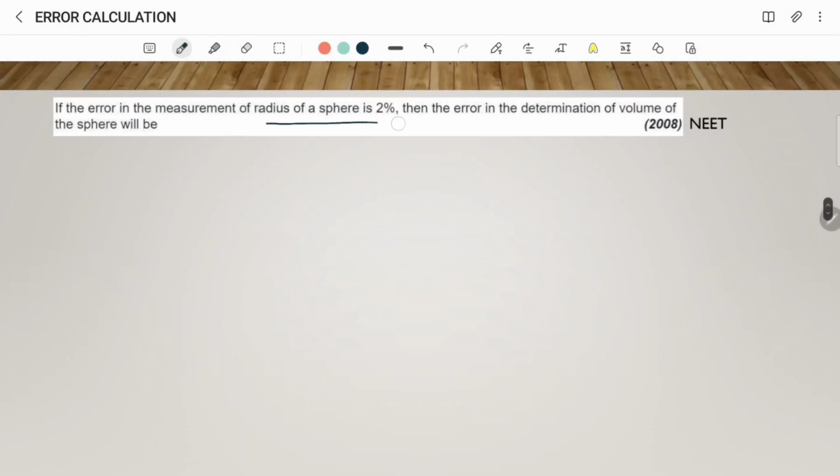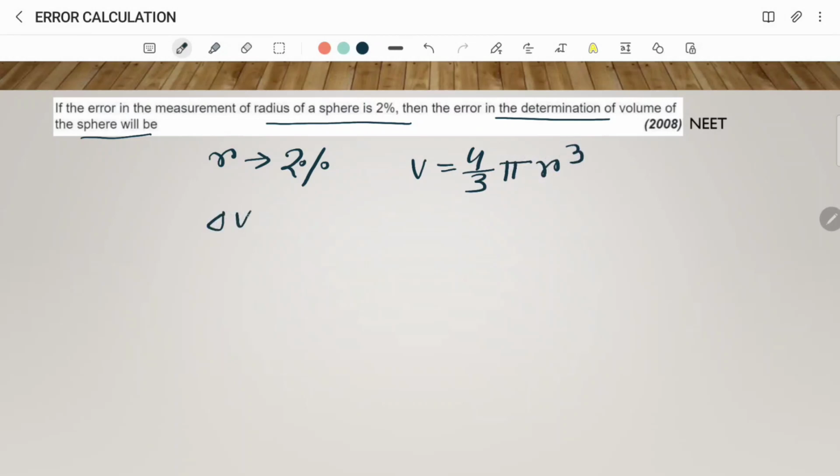This is another type of example. If the error in the measurement of radius of a sphere is 2%, this is the percentage error, what will be the error in determination of the volume of the sphere? We know that we can write the volume of the sphere is 4/3 pi r cube. Therefore, the error in measuring the volume is 3 into percentage error in measurement of r. So 3 into 2, that is 6%.